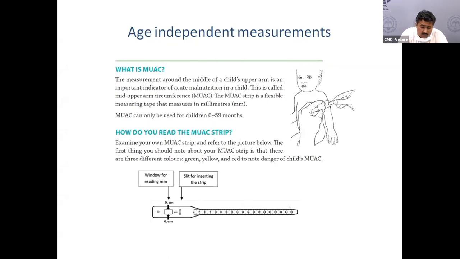Anything more than 13.5 centimeter is considered normal. Around 12.5 to 13.5 is borderline, and less than 12.5 centimeter is considered undernutrition. So an ASHA worker can just use the color code. When it's below 12.5, the color code will be red. And whenever it comes in that color, they will refer the child to the health center, where the child can be evaluated or intervention can be started at that point of time.